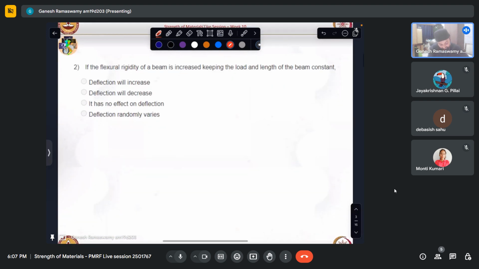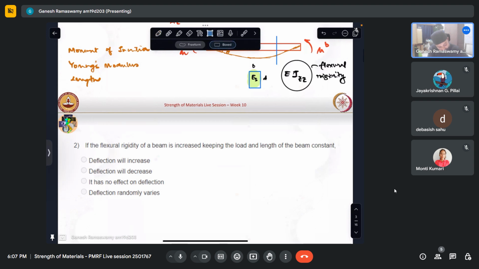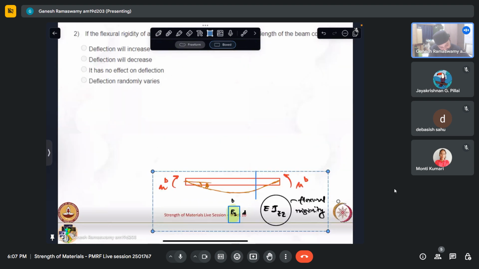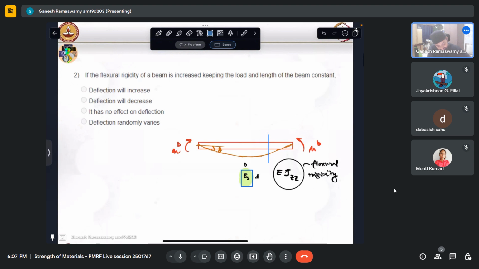If the flexural rigidity of the beam, oh, that is what is asked next actually. Okay, let me copy and take this here. If the flexural rigidity of the beam is increased, keeping the load and the length of the beam constant. So the load that is applied on this beam is constant. The length is constant, so there is no change in the... The deflection will decrease, sir. Yeah, exactly.